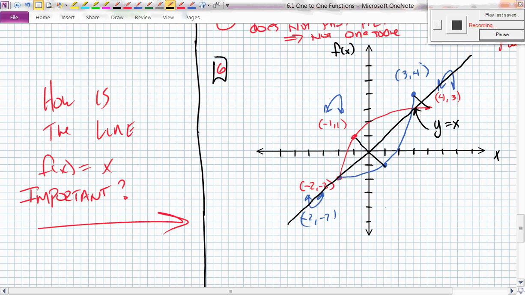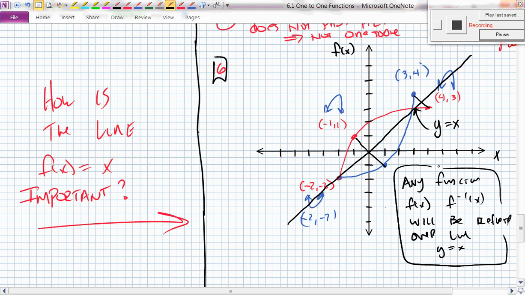Well, it's the same, right? 0 distance away from the line. So, any function f of x and its inverse, f inverse of x, will be reflected over the line y equals x. Pretty cool, huh? So there you go. That's the third question, right? How is the line y equals x important for graphing inverse functions?